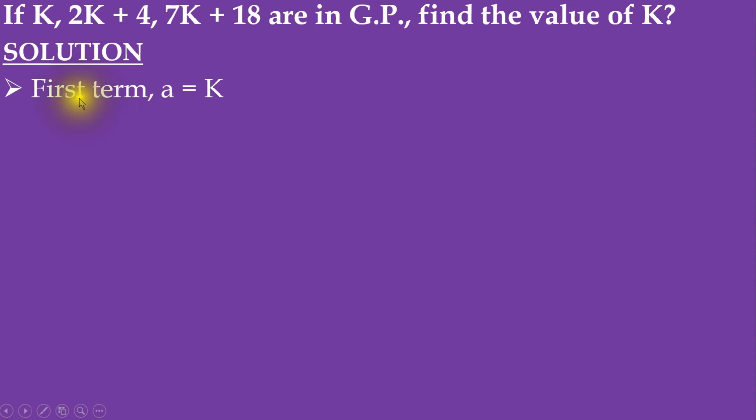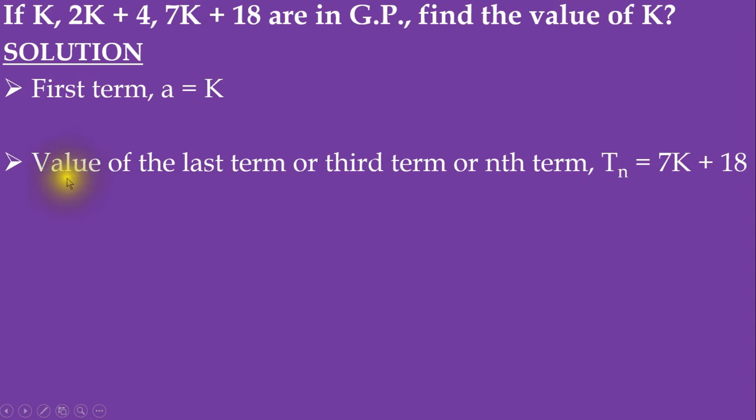The first term of this sequence is k. That is, the value of the first term is k and it is taken as a. And the last term or nth term of this sequence is the third term. And the value of the last term or third term or nth term of this sequence is 7k plus 18 and it is taken as Tn.